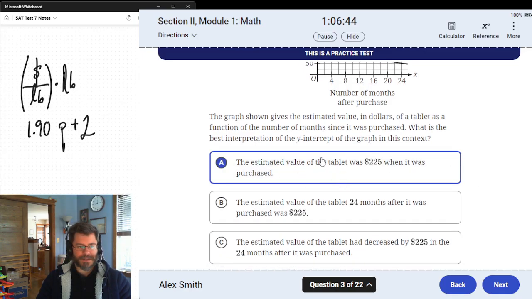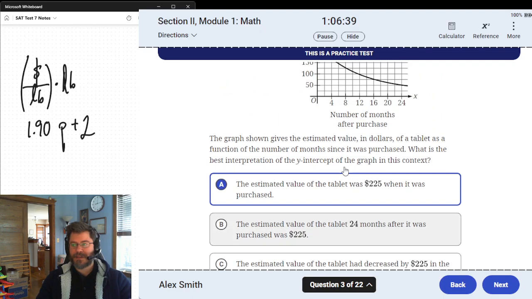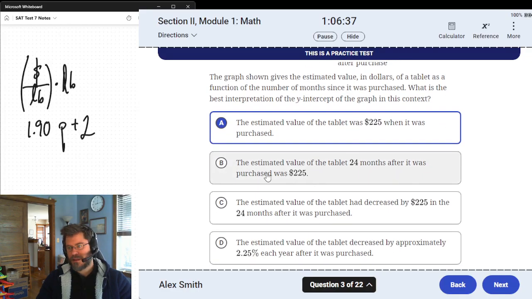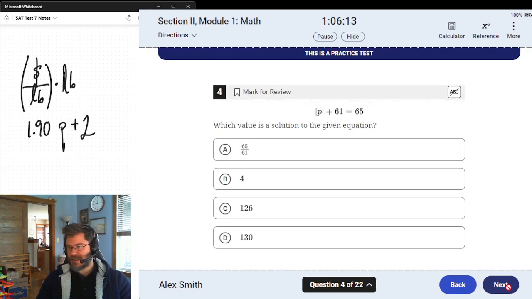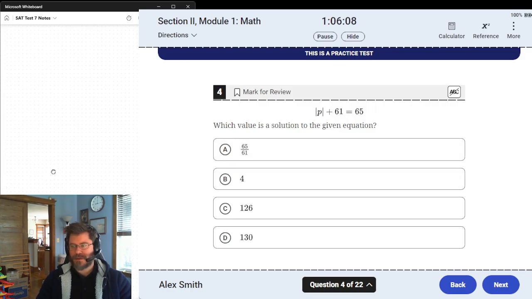I don't even know what the object was other than this is telling me it was a tablet. I know it was the initial value because that's when time was 0. The estimated value 24 months after it was purchased? No. Estimated value of the tablet decreased by 225? No. Percent change? No. Function of the number of months? Yeah. The value of a tablet is a function of the number of months since it was purchased, not until it was purchased or something like that. They're not getting crazy here. Simple algebra question for number 4.